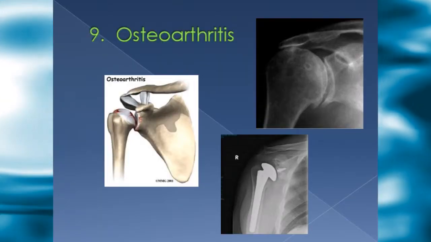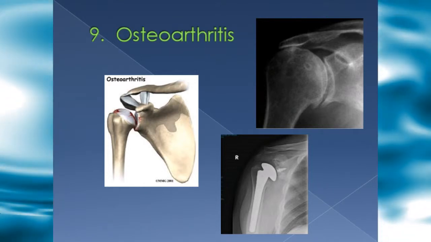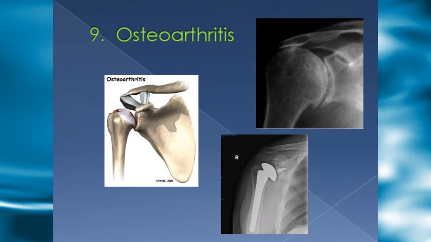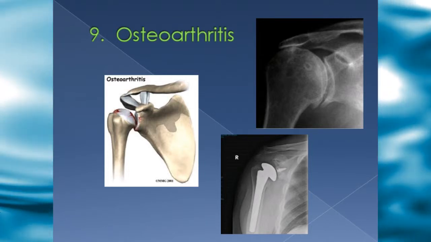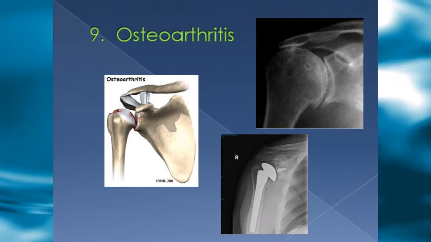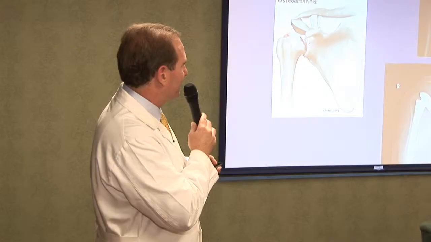So what we see on x-ray is here's the ball and here's the socket. I think you guys can appreciate how there's very little space between the ball and socket, just a little sliver. And we see these large bone spurs, this little hook down below, both on the ball and on the socket. We see these little cysts in the bones, and we see how white the bone is.